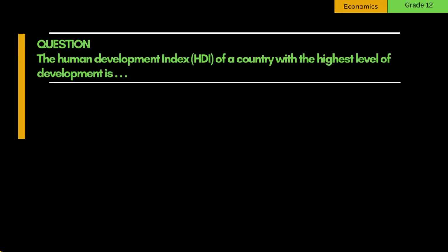Question: the Human Development Index, HDI, of a country with the highest level of development is A. 10, B. 0, C. 1, D. 100. The correct answer is C.